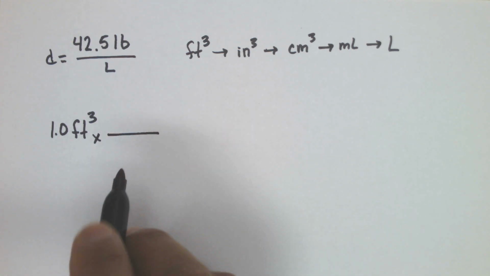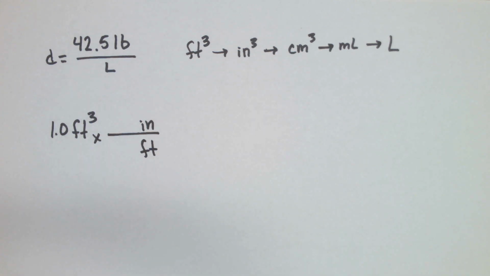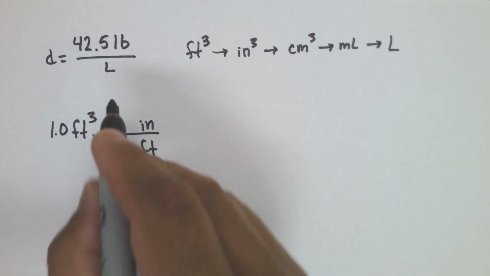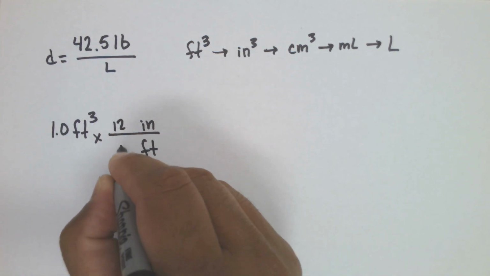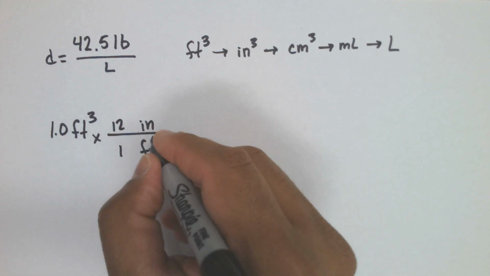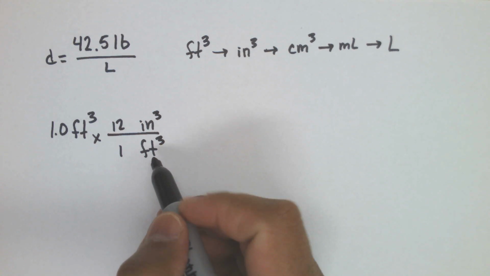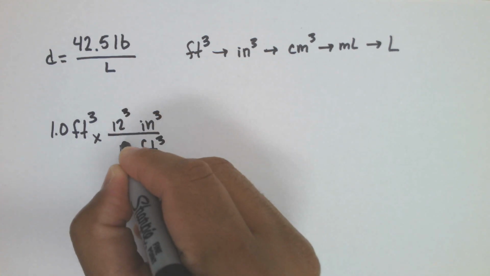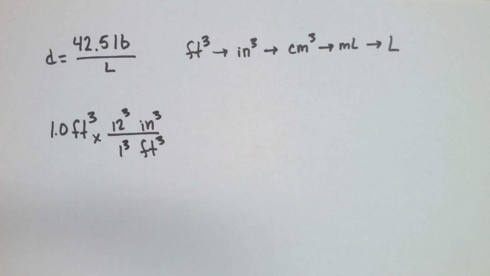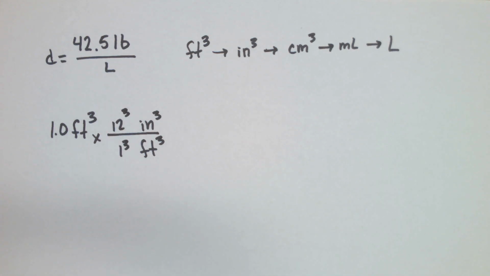So in my first ratio, I'll convert feet to inches. Now, something interesting happens here. You have to be careful with these volumes in terms of cubic length. This ratio here, we know that there are 12 inches in a foot. However, this is foot cubed. And so we'll have to cube that unit. And when we cube the unit, we also have to cube the value or the ratio. So just be careful with that in your calculations.